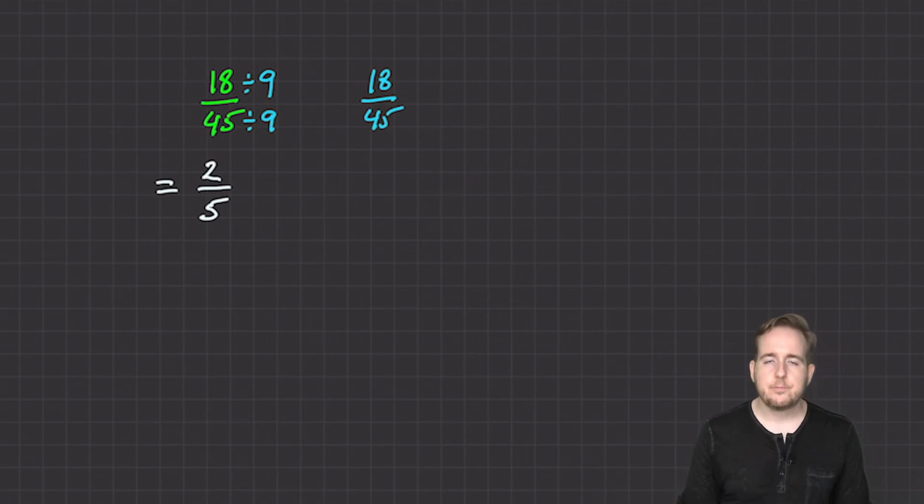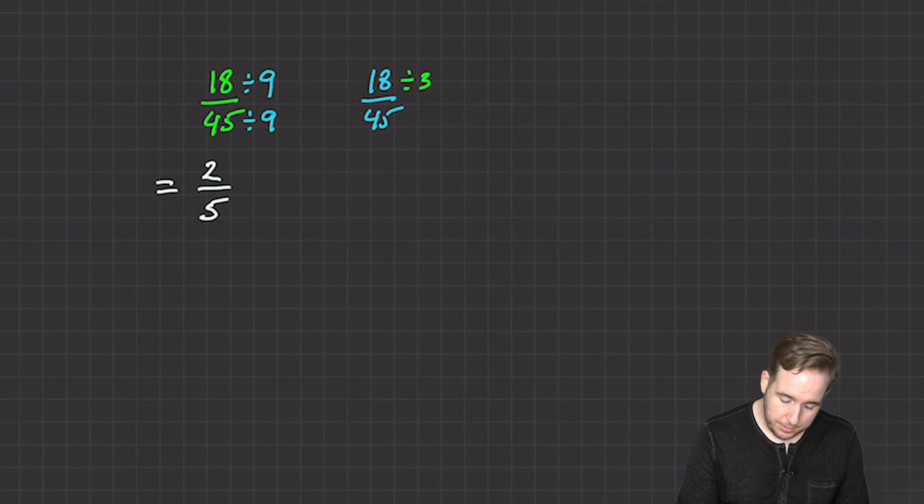Now let's say I do not recognize the 9 straight away. That's okay. I could look and say, do they both divide by 2? Well, no, they don't. That's an odd number. Oh well. Do they both divide by 3? Yes. All right, so that's fine. So instead of dividing by 9, I could divide by 3. It's still allowed. Divide the top and the bottom by the same number.